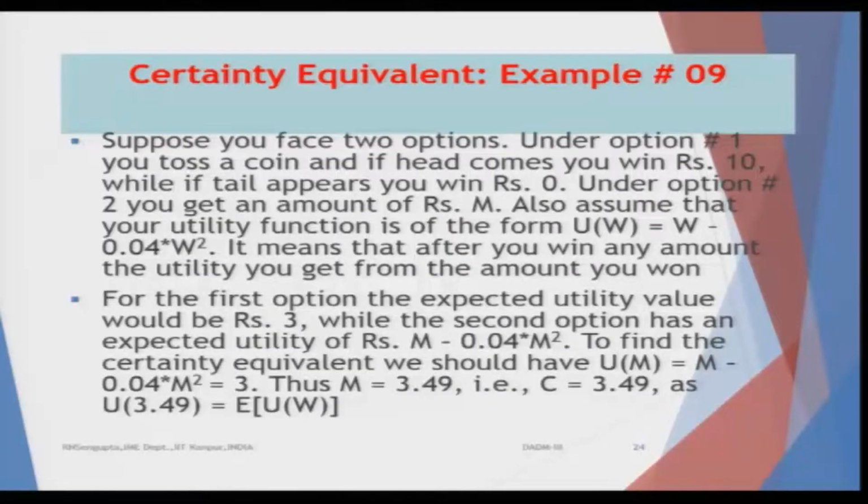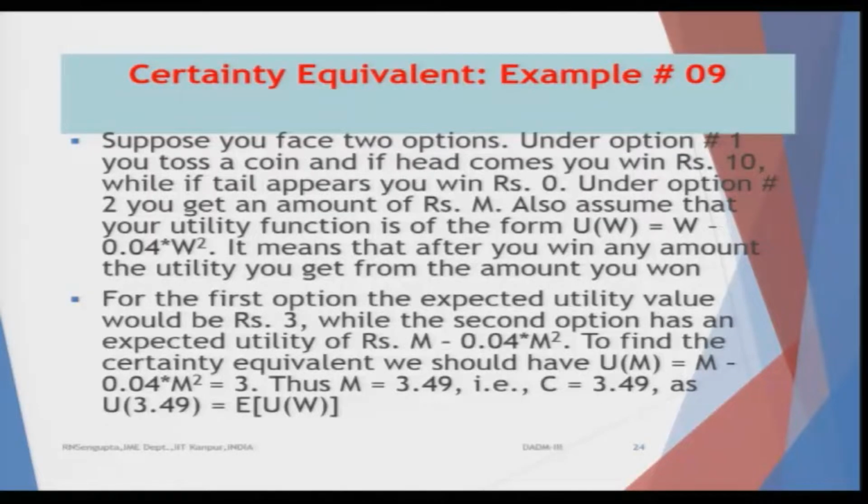Under option 2, on the other side, you get an amount m; we do not know the value of m. Now consider that for both cases the utility function is the same, a quadratic one given by w minus 0.04 w squared. I need to find the m which balances the expected value for both option 1 and option 2. Hence the value of m which you want to find is the certainty value. So, what do I do?